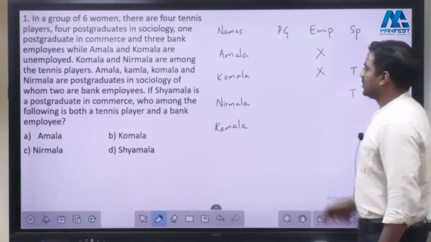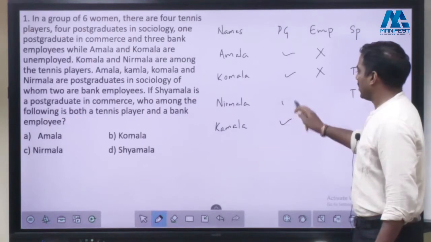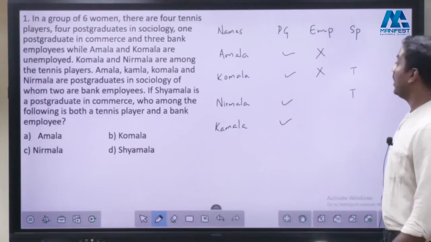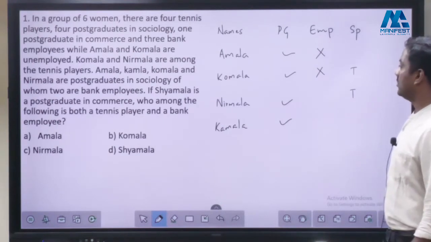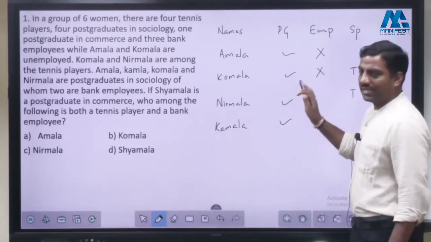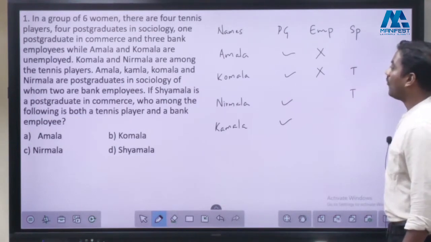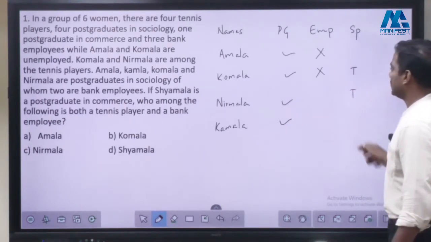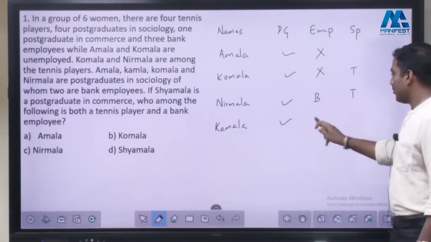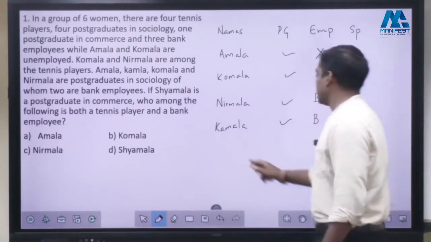All these are postgraduates: Amala, Kamala, Komala and Nirmala. So these are postgraduates, that too in sociology. All these are socio only. Okay, let us keep like that. And postgraduate, of whom 2 are bank employees. Already these are unemployed. So these are associated with bank. Then, if Shamla, okay, one more person.